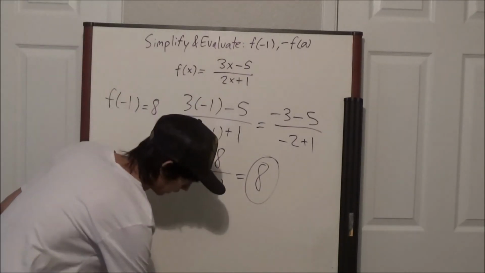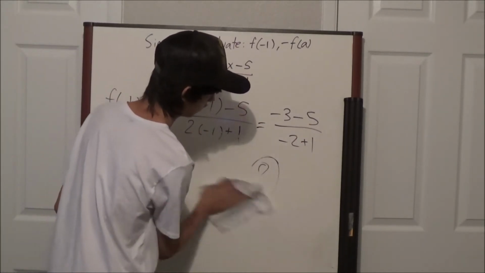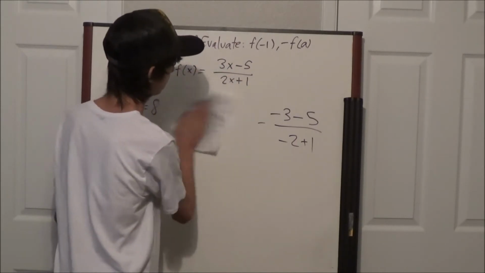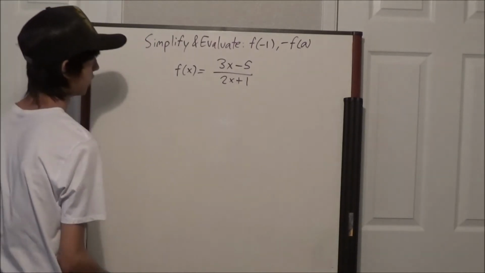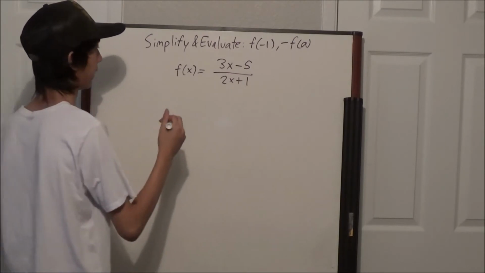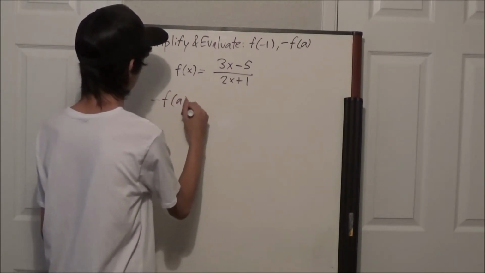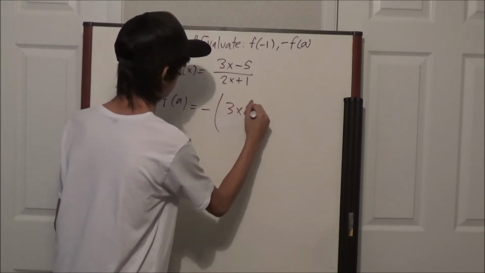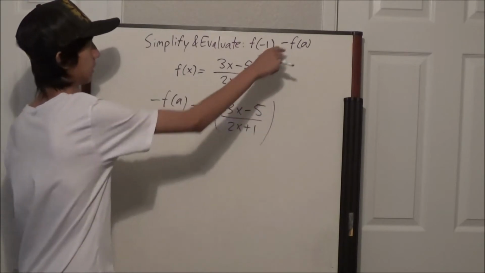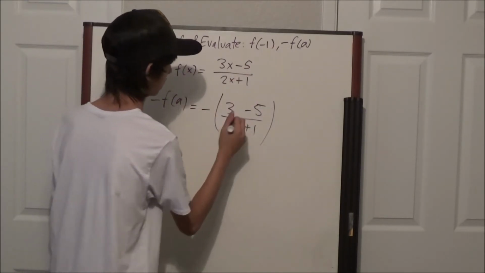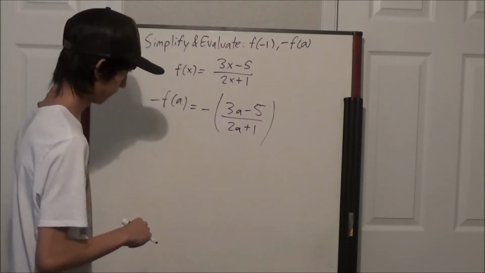Okay. Now let's try negative f of a. So how do we do negative f of a on a rational function? Here, I like to evaluate first. So negative f of a is equal to negative 3x minus 5 over 2x plus 1. Okay, so we substitute a for x, so it's 3a minus 5 divided by 2a plus 1.